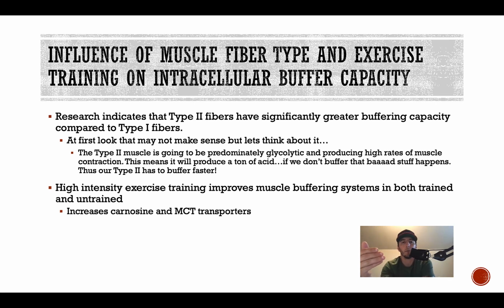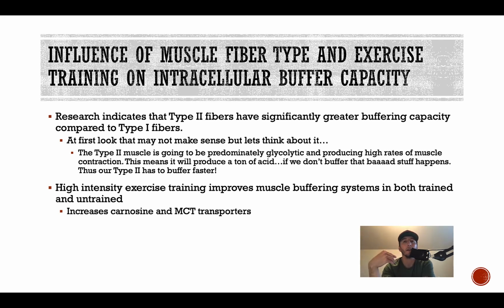Type 2 muscle fibers are going to be predominantly glycolytic, and they're going to be producing high rates of muscle contraction. What do we know about high rates of muscle contraction in hydrogen ions? Well, we know one, that we're going to be producing hydrogen ions from ATP breakdown using ATPase. High levels of muscle contraction, high levels of ATPase activity, high levels of hydrogen ion production. The other thing that we know, if they're highly glycolytic, they're going to be producing a lot of lactate. Production of lactate also is accompanied with production of hydrogen ions.